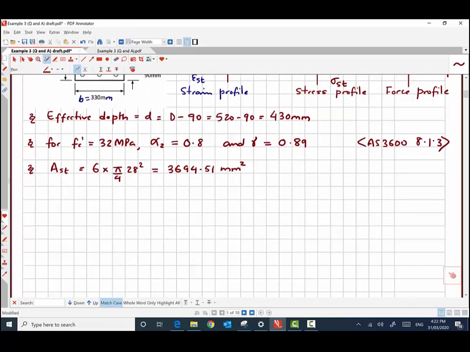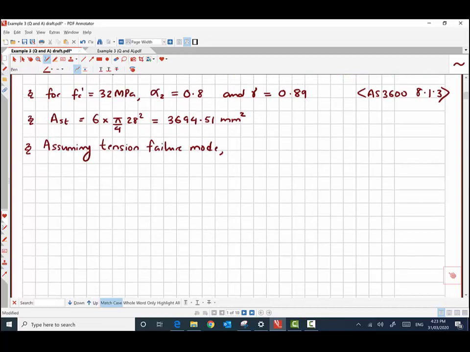Now, as we did in the previous question, we will first assume that it is a tension failure, and then we will proceed and find out the ku and check the steel strain and whether it is yielding or not. So we'll make the assumption first and then check whether it's correct or not. So proceeding exactly like example 2.